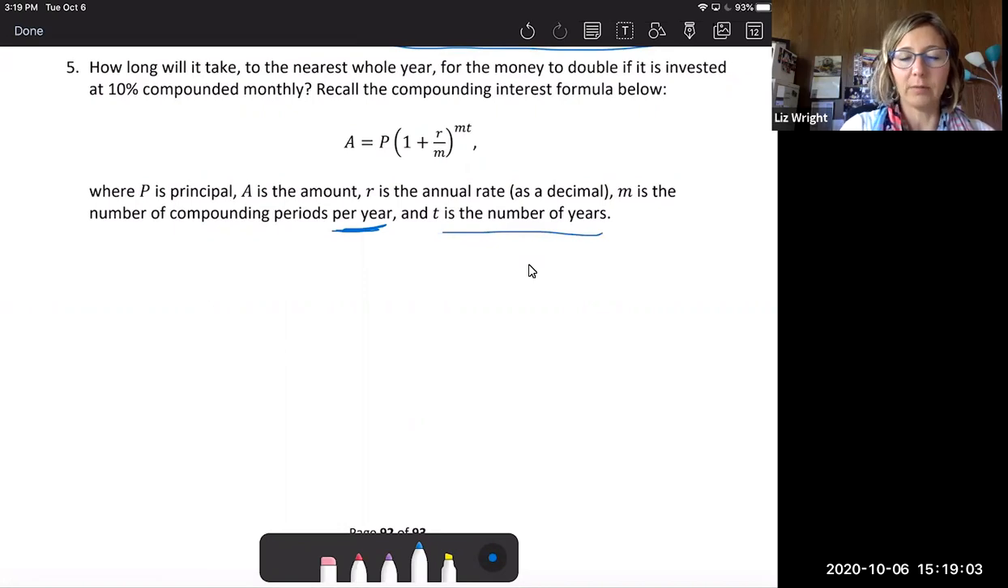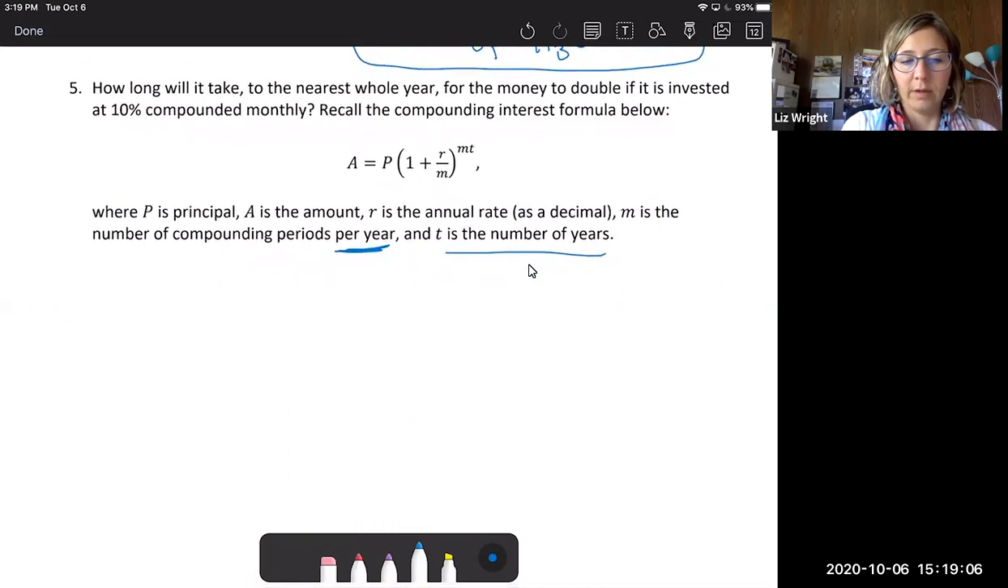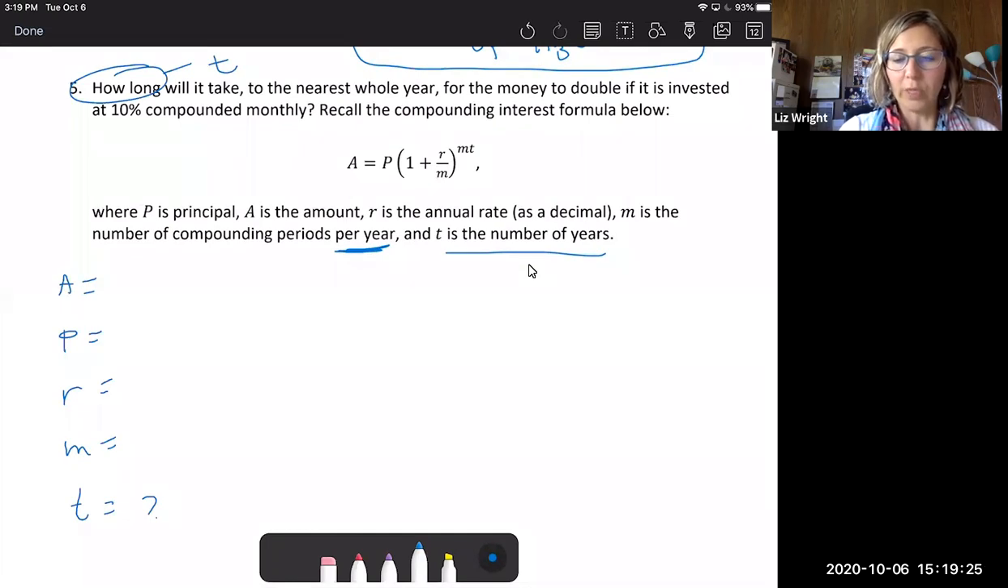So how long will it take? Well, which variable are we looking for? How long? We're looking for T, we're looking for time. So let's fill in our variables off to the side. Let's figure out what these each are. R, M, and T. All right, so we already know T is unknown. It says, how long will it take to the nearest whole year for the money to double if it's invested at 10% compounded monthly? Well, how much money was invested to begin with? We actually don't know. It's an amount. Well, let's figure out, because that's not very helpful when we have another unknown already.